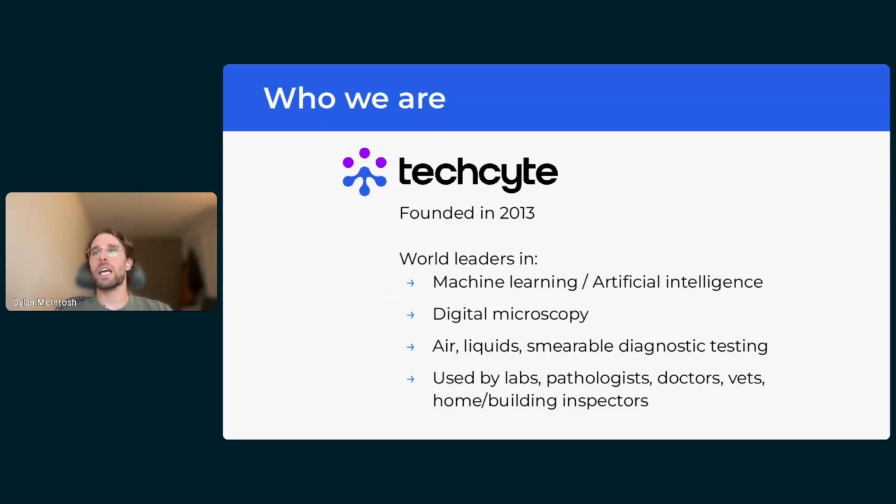So who are we? We are TechCyte. That's the name of our company, founded in 2013. We are primarily a software company where we specialize in machine learning and artificial intelligence related to digital microscopy. We use computer vision to create analyses for laboratories using air, liquids, and smearable media types. We're used by all sorts of different industries: labs, pathologists, doctors, vets, and home inspectors.